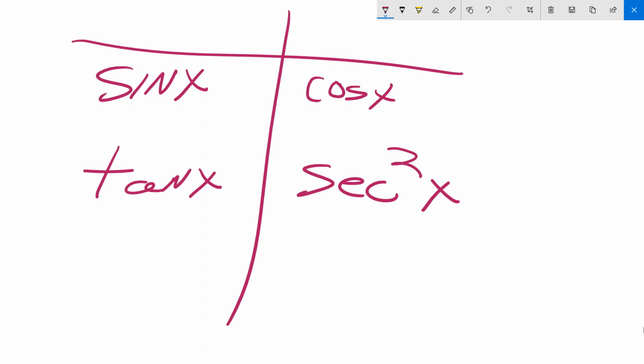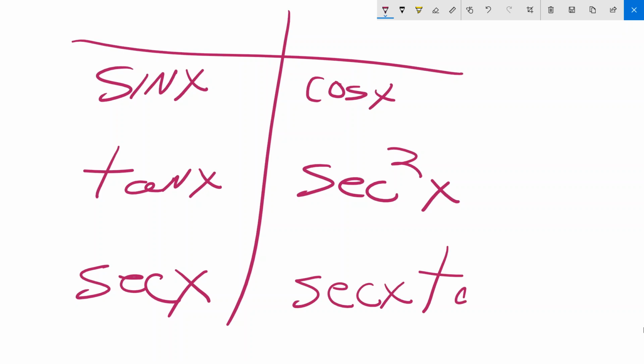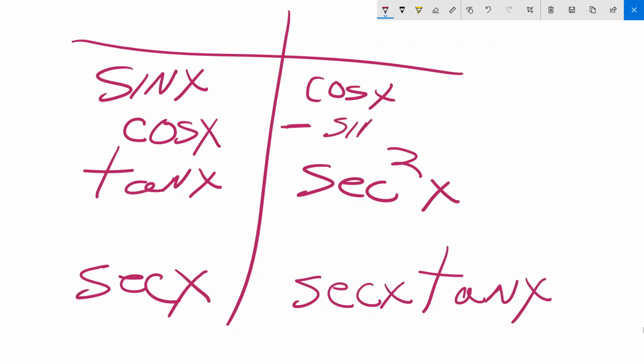And notice why I do it this way. Isn't that the secant x tan x? That's all you have to remember. The others, yeah, because the others you can figure out. If you didn't memorize this, you can figure it out based on what the sign is. Okay. That is the negative sine of x, right?